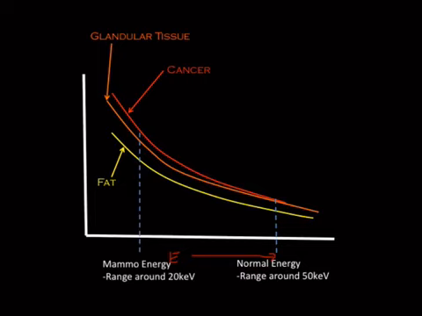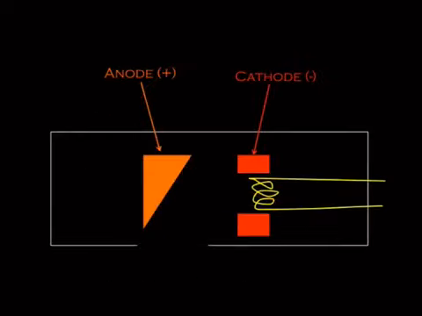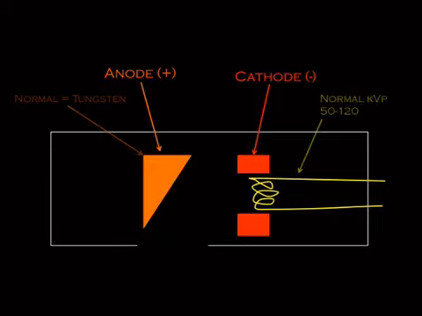Another reason that mammo is different is that it requires increased spatial resolution because you're trying to look at little tiny things like calcifications. So here's a typical situation. You may remember this from one of our earlier lectures, where you've got a typical cathode anode setup and it fires down through there and generates an X-ray. That's made out of tungsten, and your kVp is around 50 to 120.